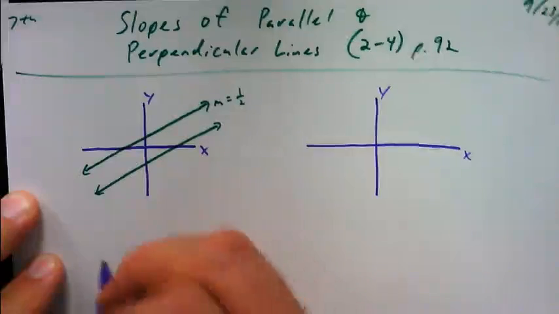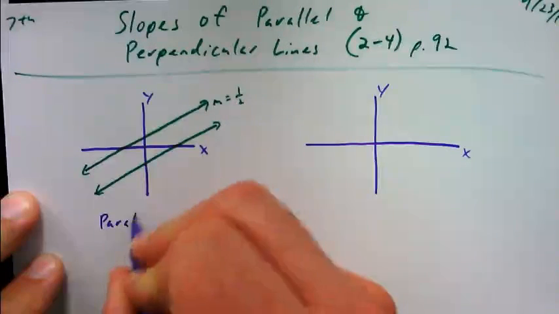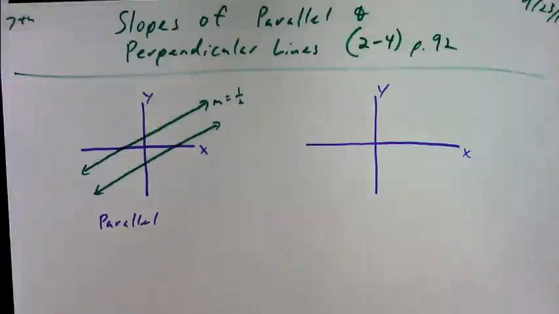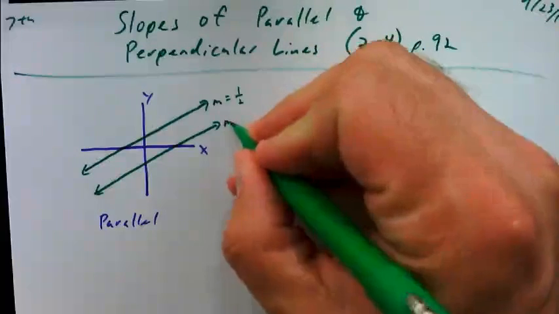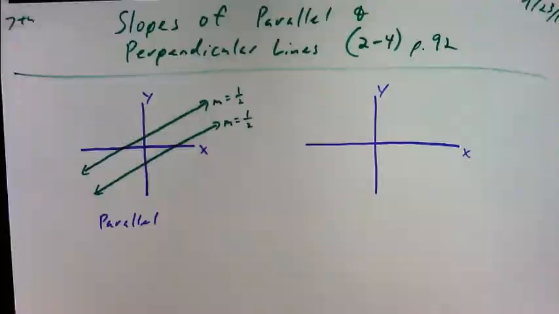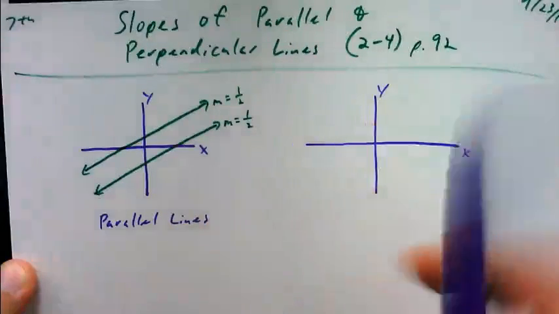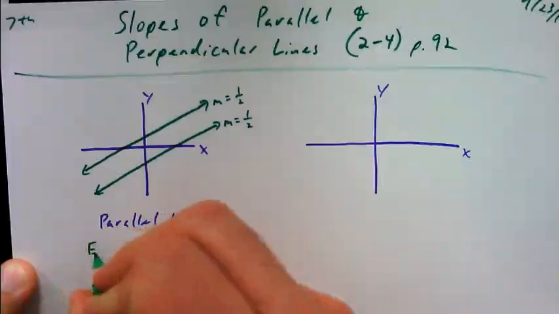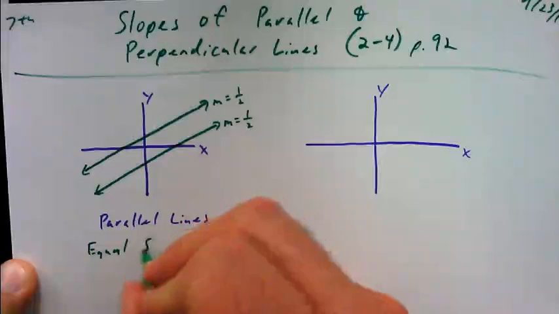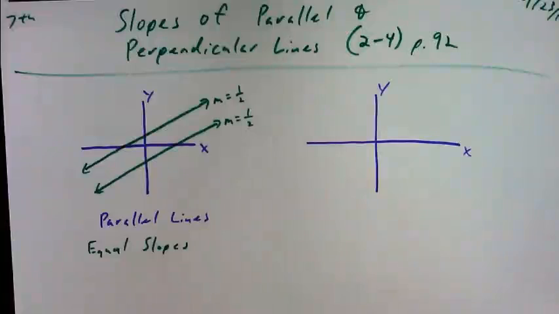What should be true about that second line's slope? The line is parallel. The slope is... Okay, so it's going to be a half because they are parallel. They're equal, right? Parallel lines have equal slopes. So the first one was a half, and these are parallel. Then that one should be a half because they have equal slopes. So parallel lines, equal slopes. Now, there is one exception to this.